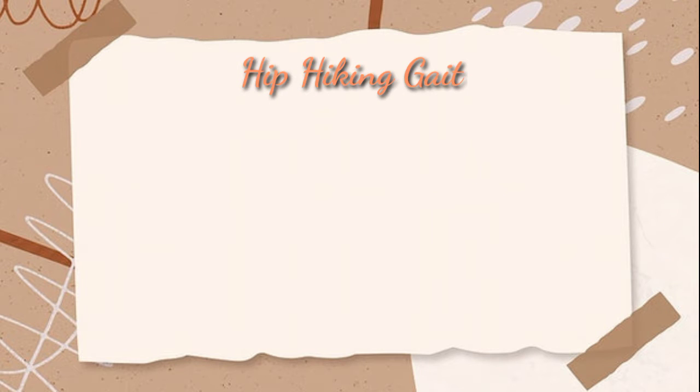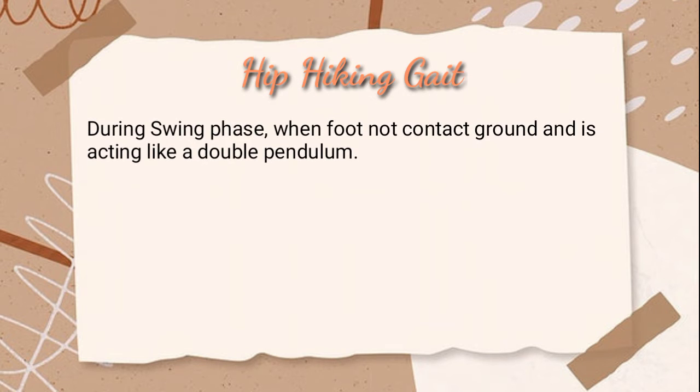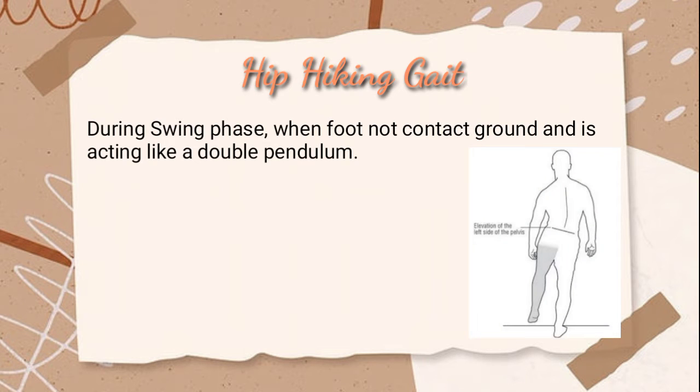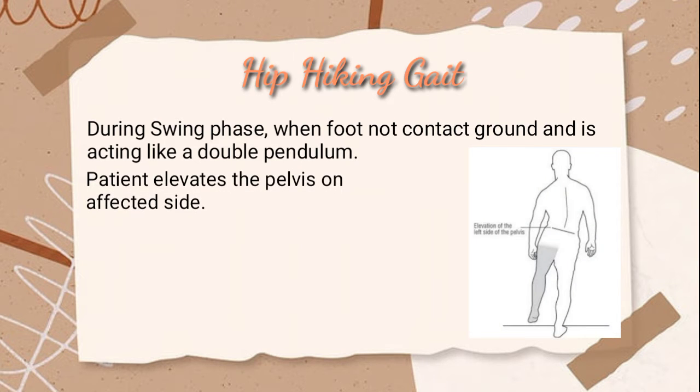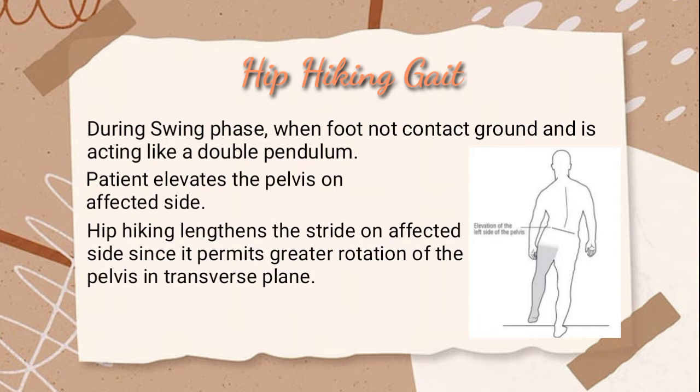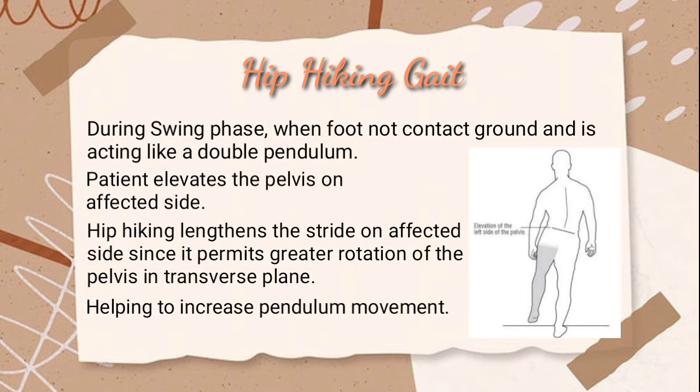Hip hiking gait. It happens during the swing phase, when the foot does not contact the ground and the leg acts like a double pendulum. The patient elevates the pelvis on the affected side. Hip hiking lengthens the stride of the affected side since it permits greater rotation of the pelvis in the transverse plane. It may help to increase pendulum movement.